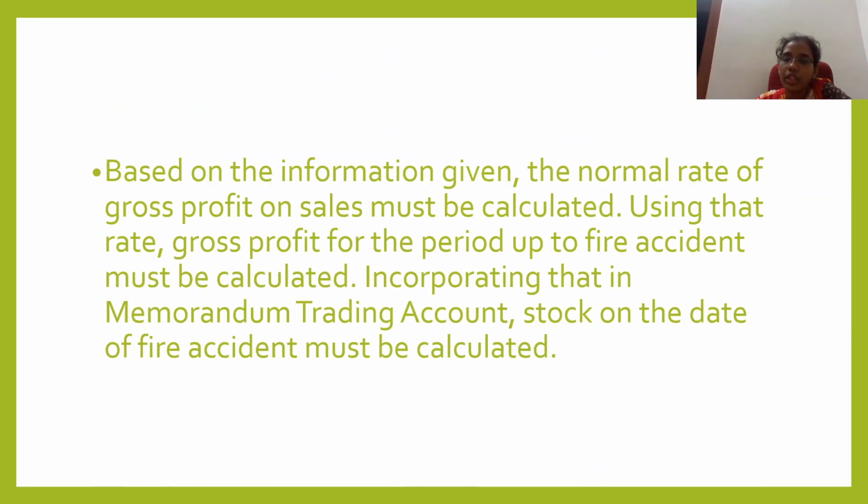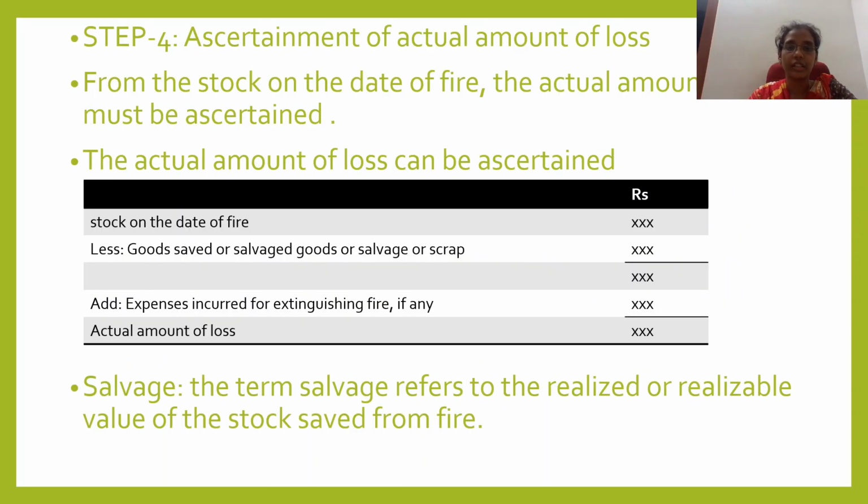Based on the information given, the normal rate of gross profit on sales must be calculated. Using that rate, the gross profit for the period up to the fire accident must be calculated. So till the date of fire, we'll calculate the gross profit on the sales that is made till the date of fire. Incorporating that in the memorandum trading account, the stock on the date of fire accident must be calculated.